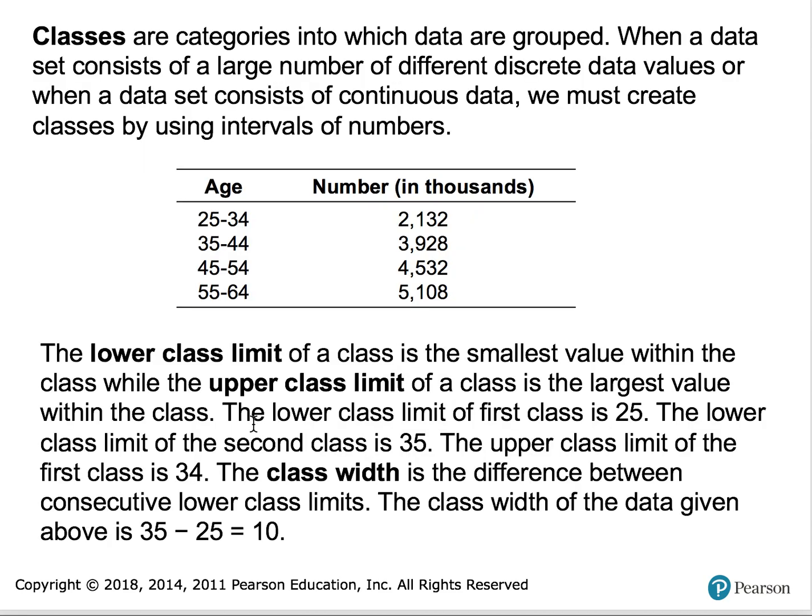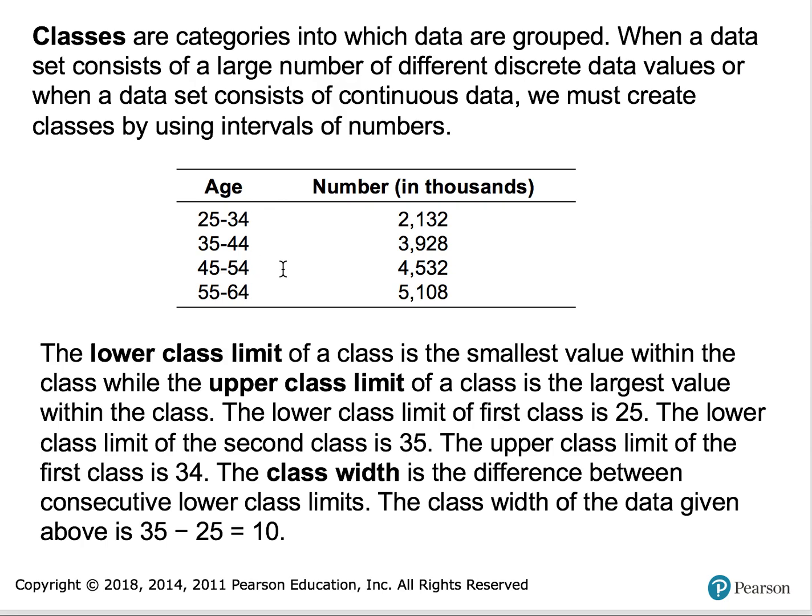Okay, so classes are categories into which data are grouped. When a data set consists of a large number of different discrete data values, or when the data is continuous, we create classes by using intervals. So here's just an example. All right, so notice that the data are categorized or grouped by intervals of numbers. Each interval represents a class.